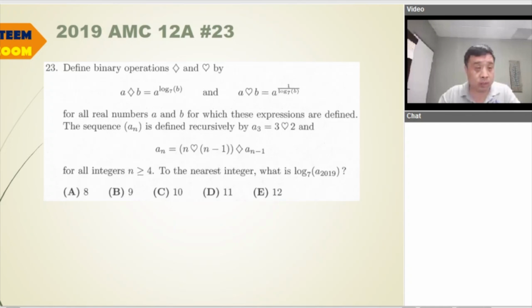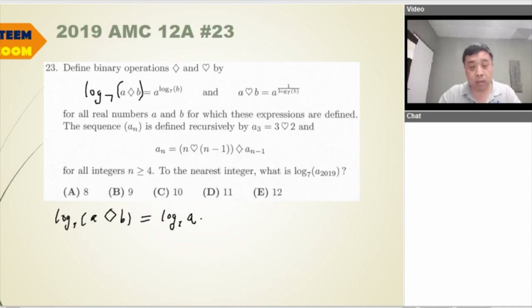So what about this? We take log base 7 of everything. Taking log base 7 of this, the right hand side becomes, okay, I'm going to rewrite this. Log base 7 of A diamond B is equal to log base 7 of A times log base 7 of B. Right? So that's the log base 7 of A diamond B.